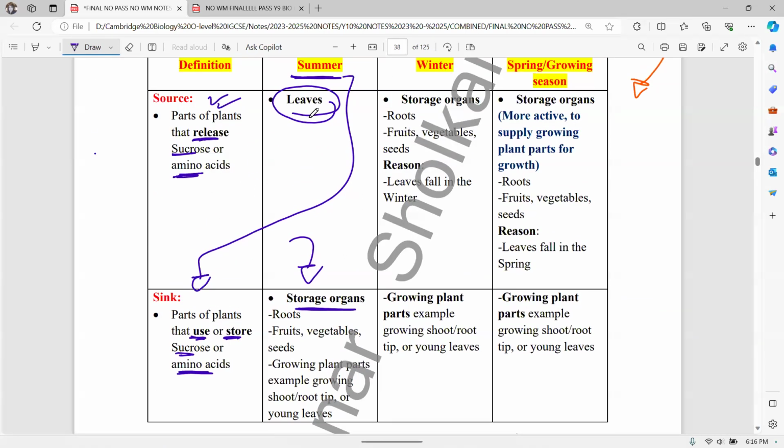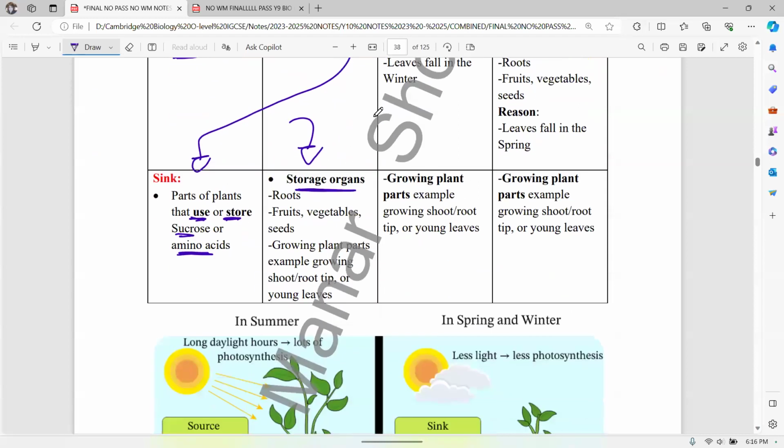Very good. If the sucrose and the amino acids are produced in the leaves, where will they be stored or used up? In the storage organs. And give examples: in the roots, in the fruits, in the vegetables, in the seeds, anything that will store the sucrose and the amino acids. In the growing parts of the plant, for example, a growing shoot, growing root tip, or young leaves. This example, you'll find it in paper 4.